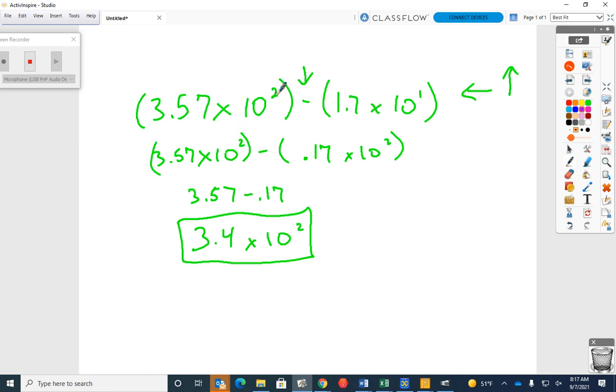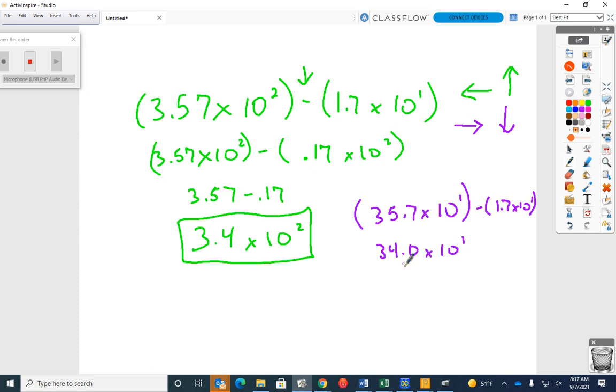If I went down to 1 on this, my exponent goes down, so my decimal moves this way. So this, if I moved it down, would be 35.7 times 10 to the first, minus 1.7 times 10 to the first, right? Well, if I do 35.7 minus 1.7, what do I get? 34.0, times 10 to the first.